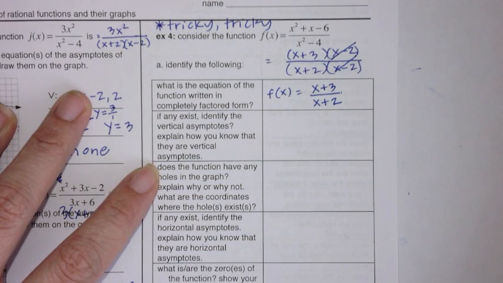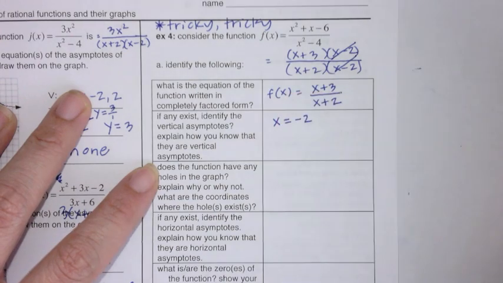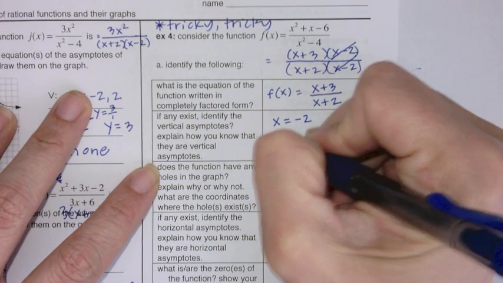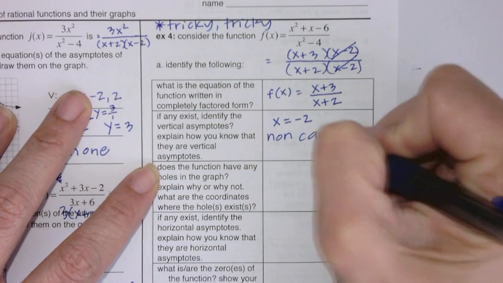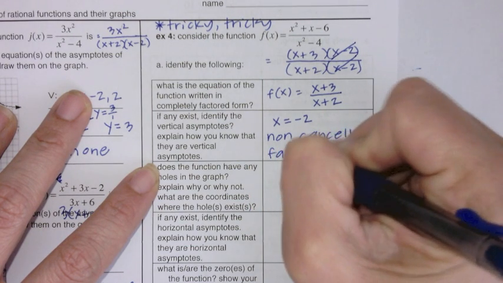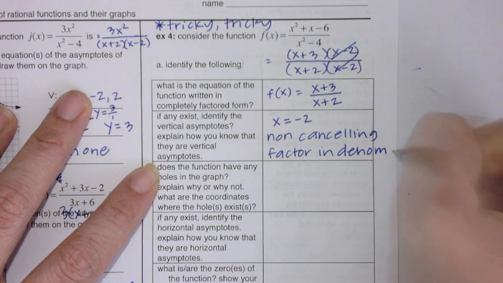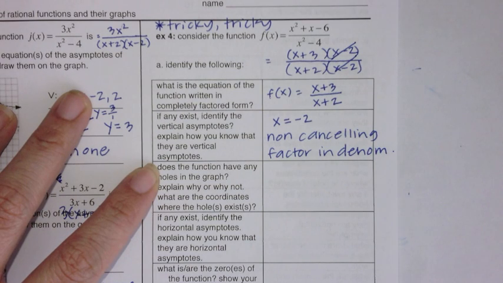If any exist, identify the vertical asymptotes. X equals negative 2. How do I know? It's a non-canceling factor in the denominator. Okay, in denom. You need to have that.